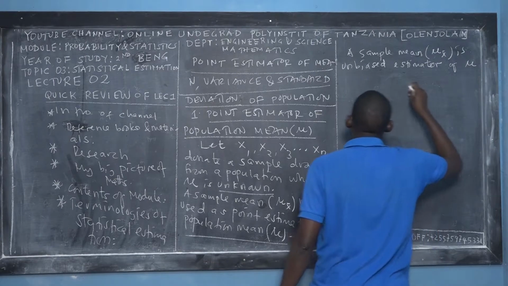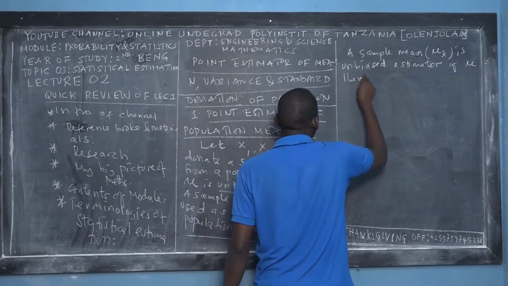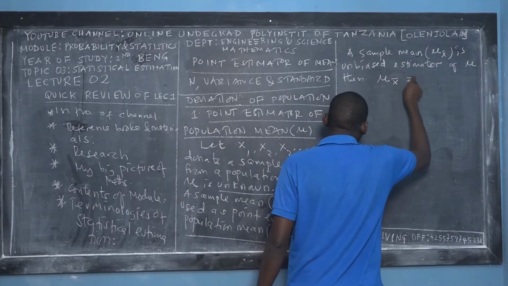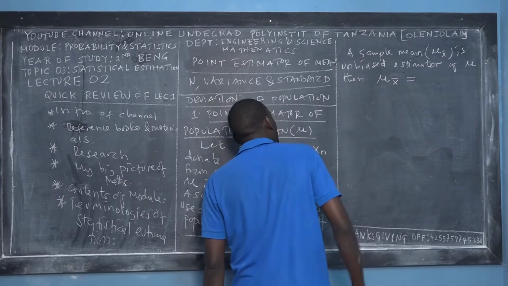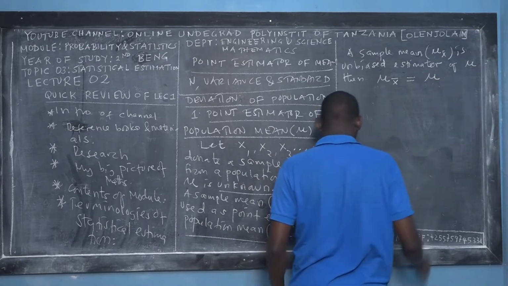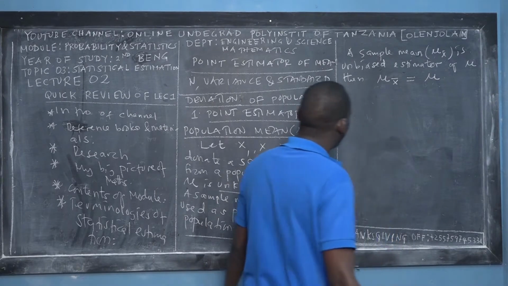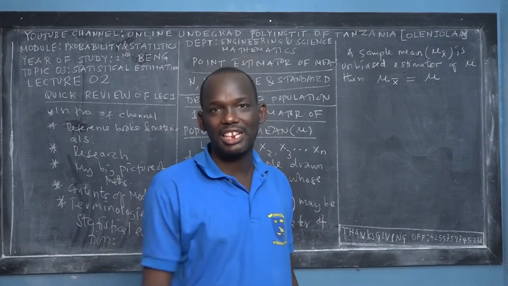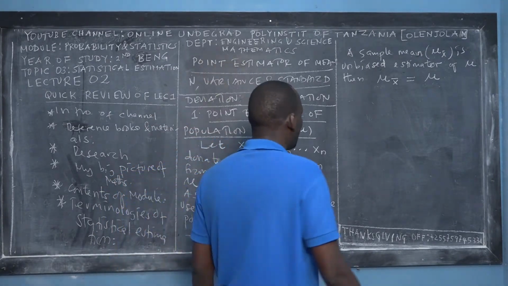Then we say that if that's the case, the mean of sampling distributions of mean will be equal to the mean of what? Of population. So that's all. That's the concept that you should know in order to solve problems concerning point estimator of mean.